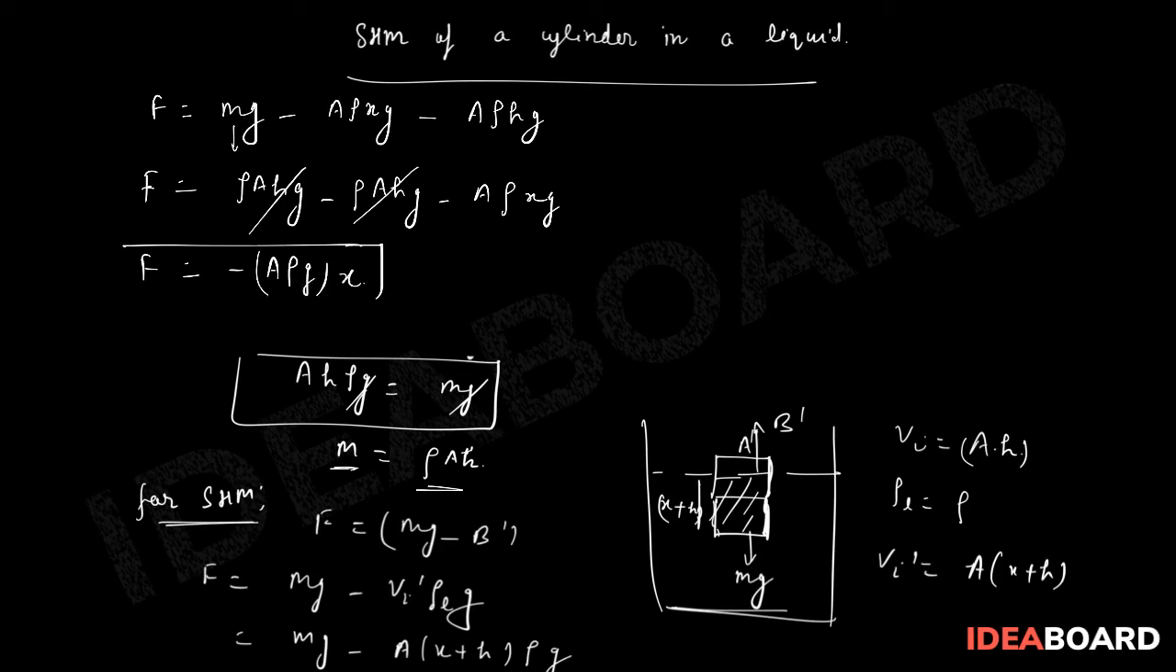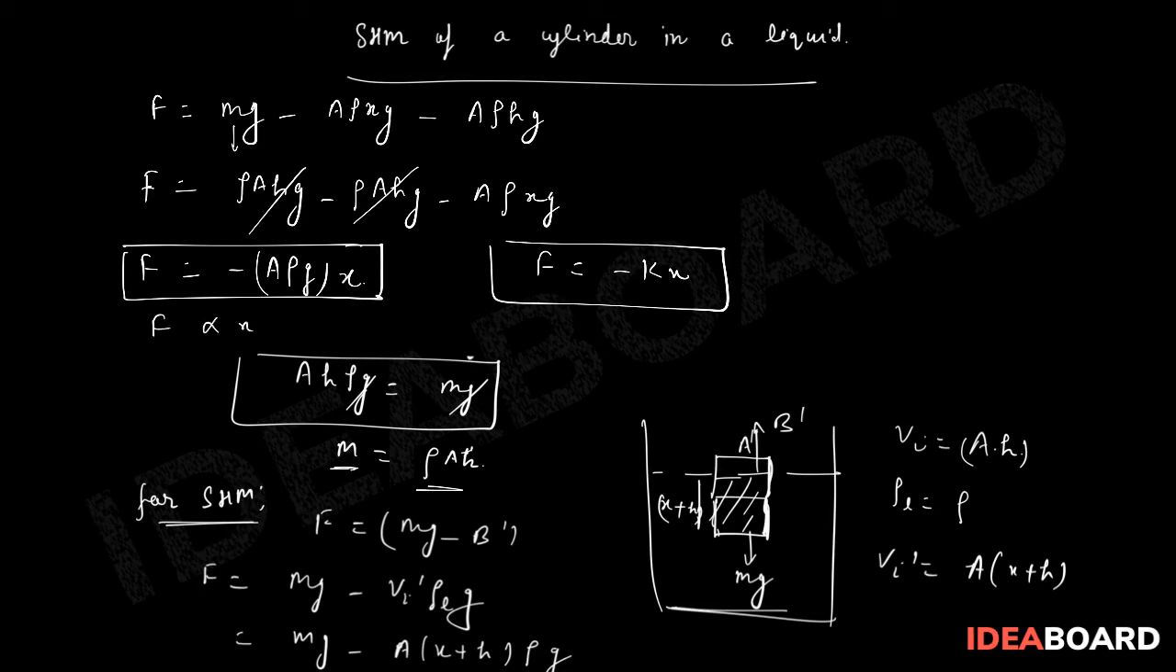If you compare with the SHM equation, it is minus kx. So that's how we proved that F is proportional to x, which shows this is SHM, because in SHM the force is proportional to the magnitude of displacement. Once this is SHM, we can compare with the general SHM equation. So here k will be equal to A rho g, and we know the time period formula is 2 pi under root of m by k.